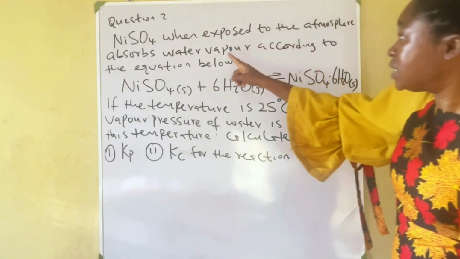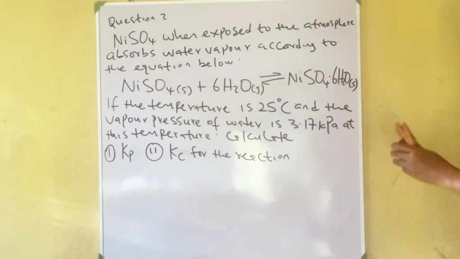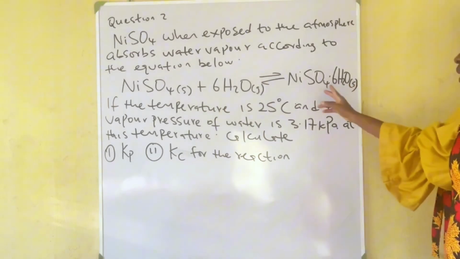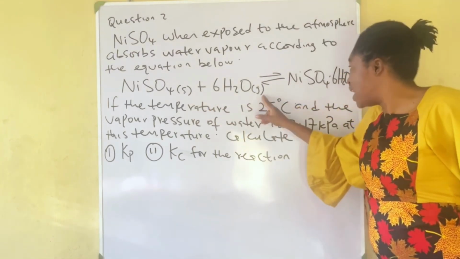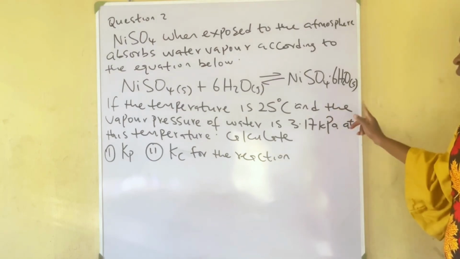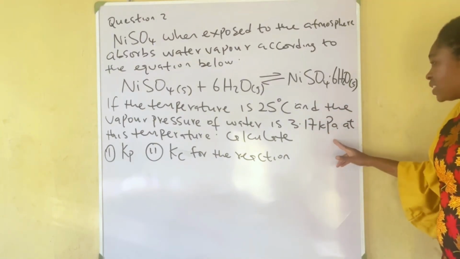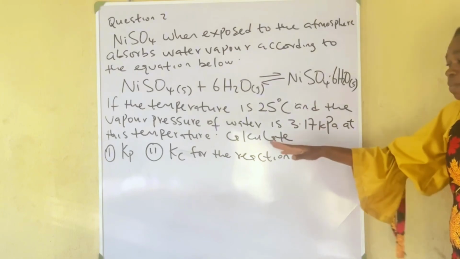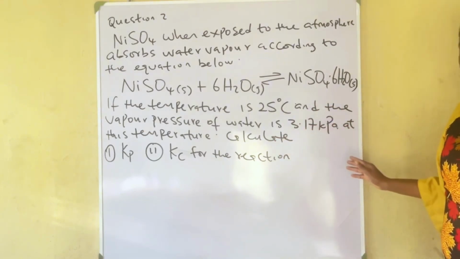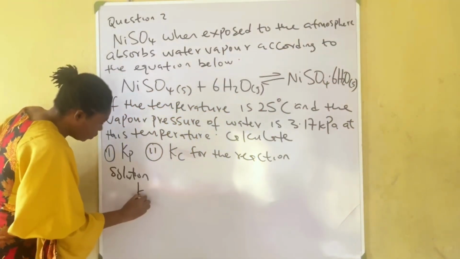Nickel sulfate, when exposed to the atmosphere, absorbs water vapor according to the equation below. This one is solid, this is gas, and this is solid. If the temperature is 25 degrees Celsius and the vapor pressure of water is 3.17 kilopascal at this temperature, calculate Kp, and then calculate Kc for the reaction. So we're going to put down the equation for the reaction.